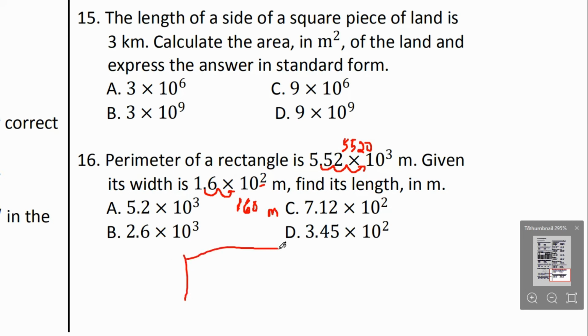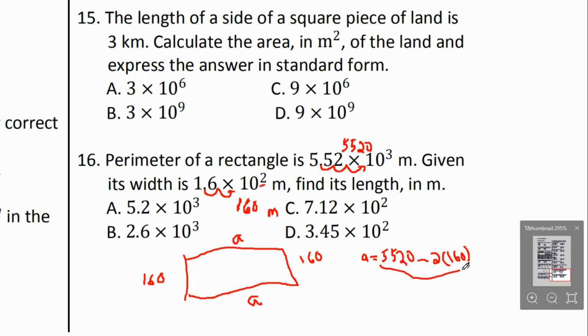Okay, so for a rectangle, width is 160. That means this side also 160. So let's say the length is A. To find the length, we just use 5,520 minus 2 times 160, then divide by 2, because these two sides are equal. Okay, so A equals 5520 minus 320. Then you use your calculator, you will have 2,600.